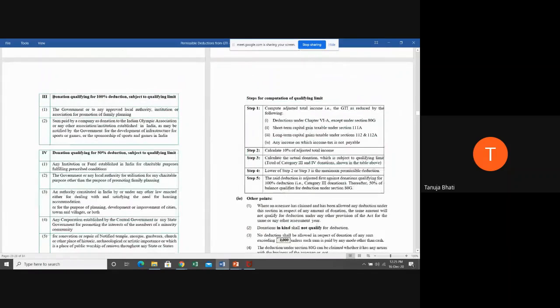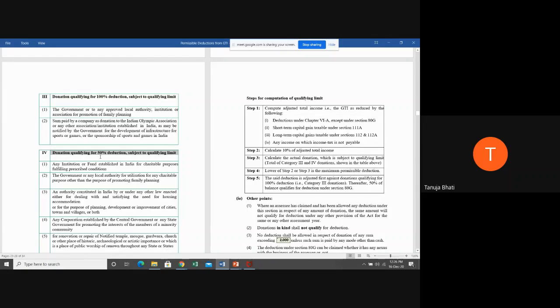Next, third class is donations qualifying for 100% deduction but subject to some limit. So suppose he is contributing to government or any approved local authority institution for the promotion of family planning, or to the Indian Olympic Association. If he is donating towards these, he is going to get 100% deduction but subject to a limit. Now what is this qualifying limit? How to calculate? I'll tell you all.